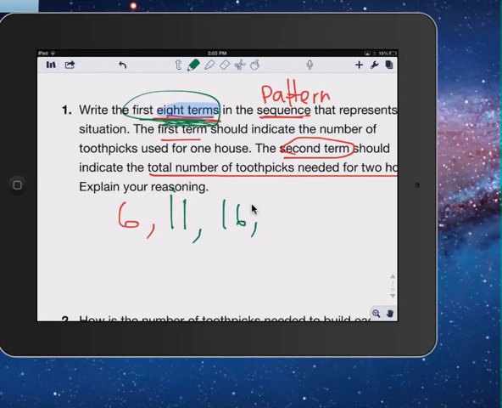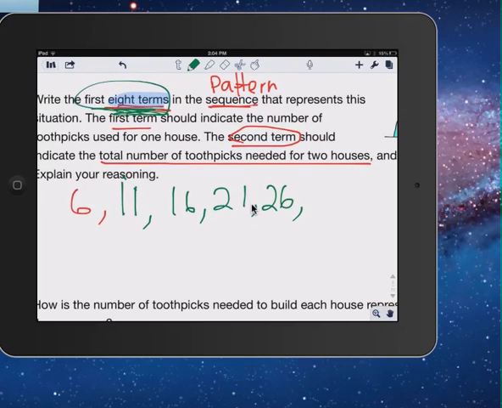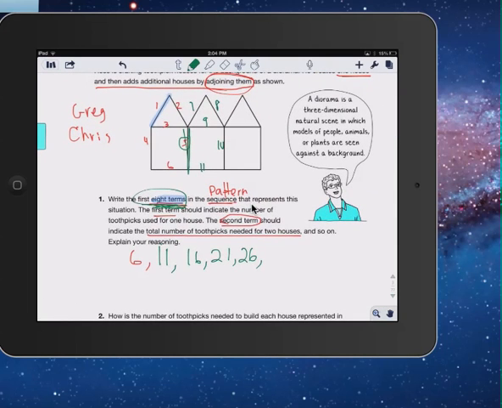21. What's my next one, Chris? 26. Please write this down. Can I go? Okay? What's next? Can I stop at this point? No, you can't. How many terms do I need? 8. Oh yeah, I don't need to count toothpicks anymore. Once I get 3 numbers, I can find the sequence, right? Right. Once I get 3 terms.